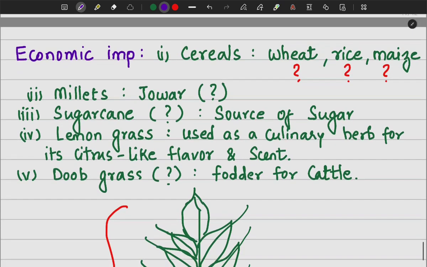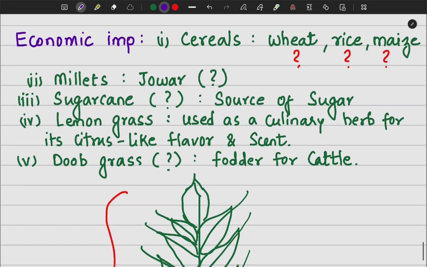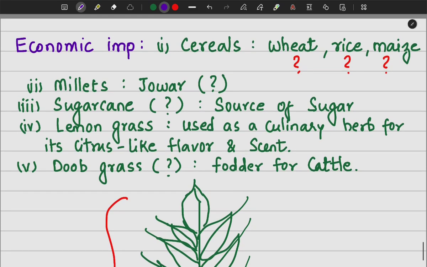Now let us discuss the economic importance of the plants of this family. So most of the plants, as we studied, are staple foods. So the plants which are called cereals, commonly used in our homes as food, examples rice, wheat, maize. Now please remember their scientific names. If you know, then write them down in the comments below. If you don't know, then find out their scientific names, remember them and write them down in the comments below.